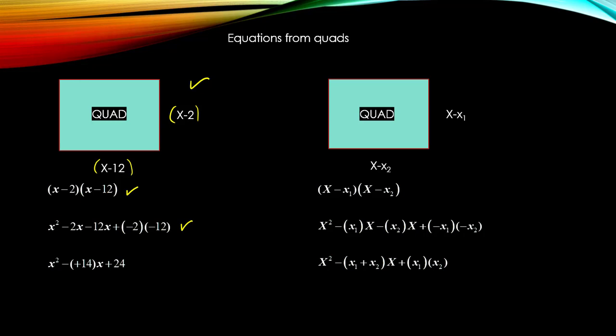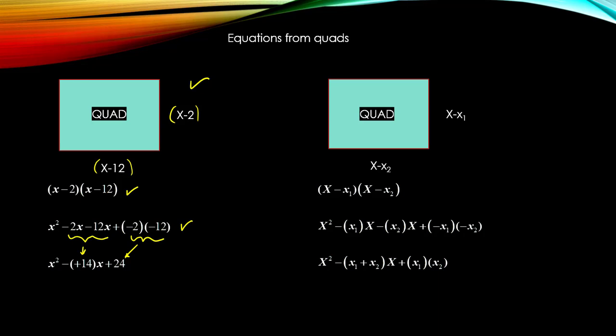Then we can combine similar terms like this to get 14x there, and the product of these two gives us the 24. This representation on the left is a specific equation.